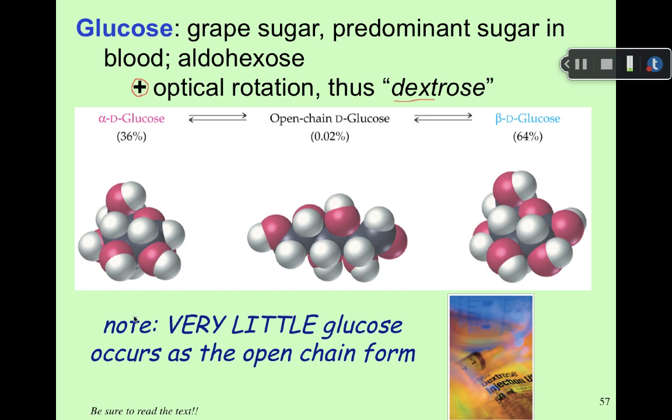Glucose occurs in three forms in solution, and the majority of these are the cyclic forms. 36% is the alpha D-glucose and 64% is beta D-glucose. A very small amount is in the open chain form. All three forms are in equilibrium with one another, but primarily they're in the closed forms, and the beta D-glucose is the most common form. Happens to be the most stable.